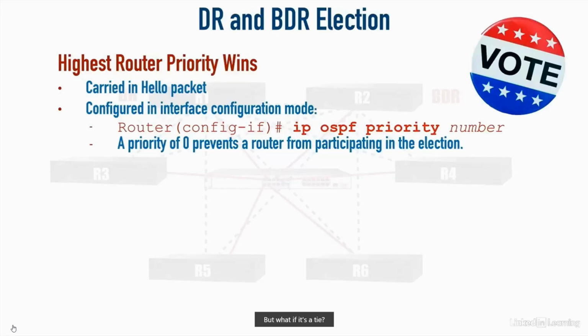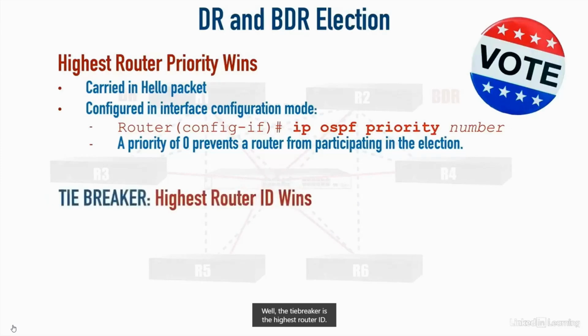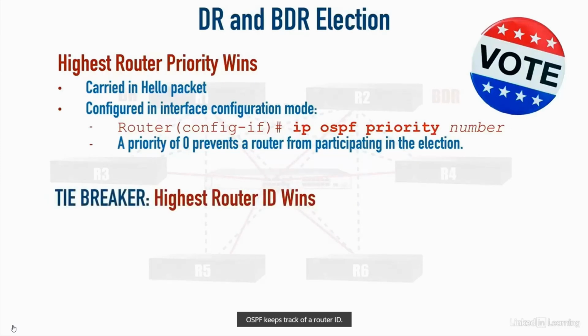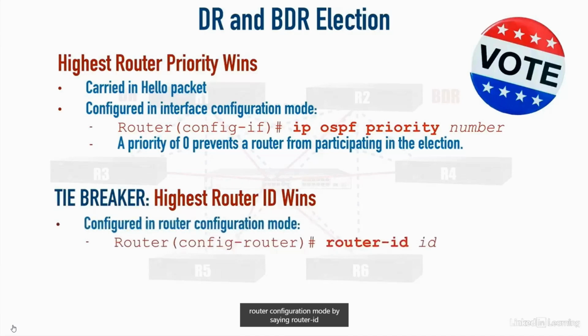But what if it's a tie? By default, everybody has a priority of a 1. What if we didn't bother to change that? How do we elect a DR and a BDR? Well, the tiebreaker is the highest router ID. OSPF keeps track of a router ID. We can see it in some of the show commands. And the router ID can be configured explicitly in OSPF router configuration mode by saying router-ID, and then we give a dotted decimal IP address, essentially. It looks like an IP version 4 address. We could say something like router-ID 1.1.1.1.